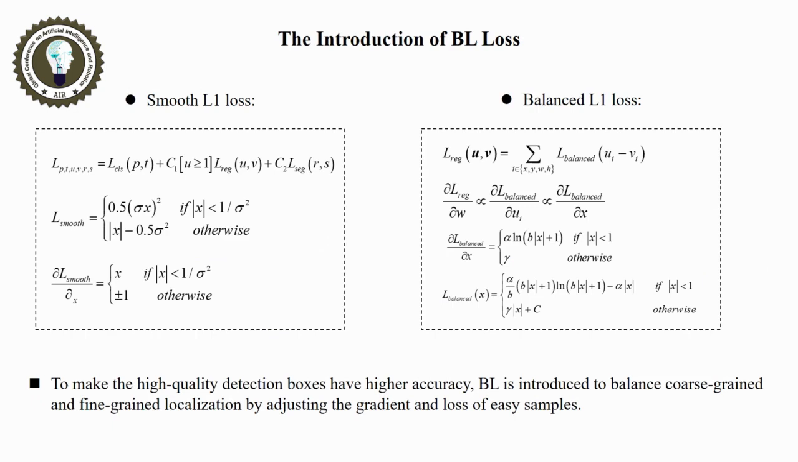The multitask loss function is commonly used in Mask R-CNN to solve the problem of classification, localization, and segmentation. To solve the problem of the imbalance between the hard samples and the easy samples, we use BL as a localization loss function. BL replaces the regional localization objective function. The performance of damage localization and segmentation is improved by adjusting the gradient and loss of easy samples to achieve a balance between coarse grain and fine grain localization.